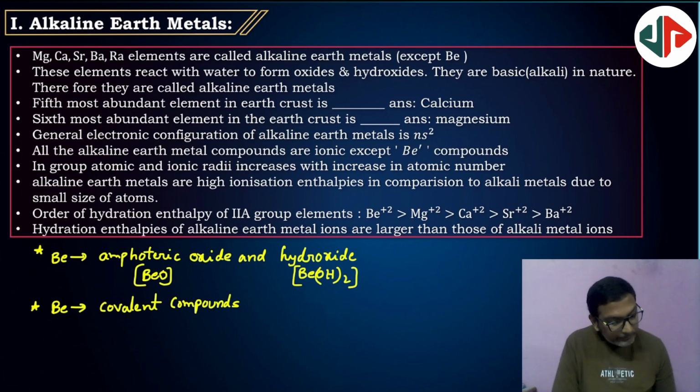Next, in a group, atomic and ionic radius increases with increase in atomic number. Down the group, atomic radius and ionic radius increase. Next, alkaline earth metals have high ionization energies when compared to alkali metals due to small size. From 1A to 2A, size decreases. Next, order of hydration: Be2+ highest, Ba2+ least.